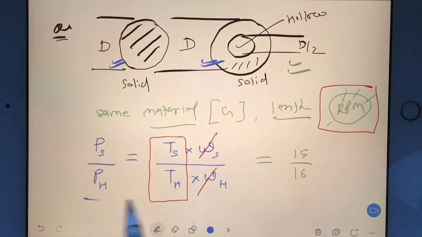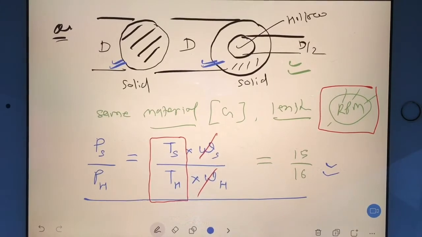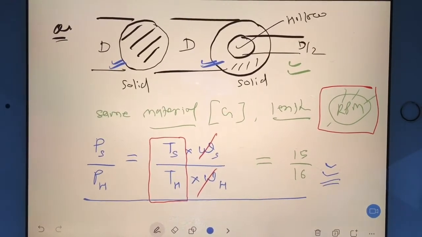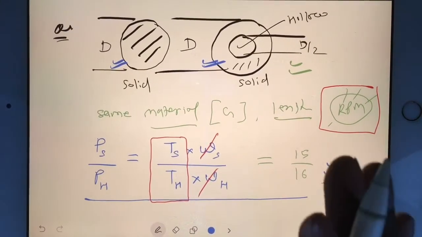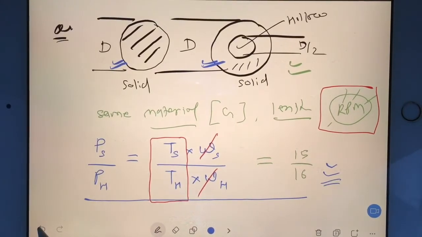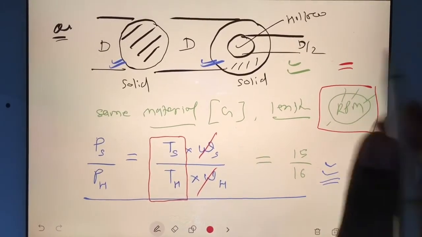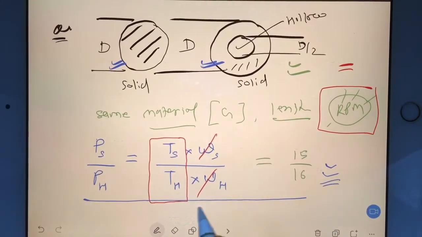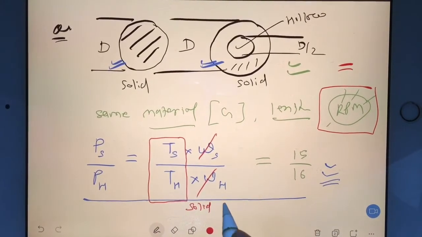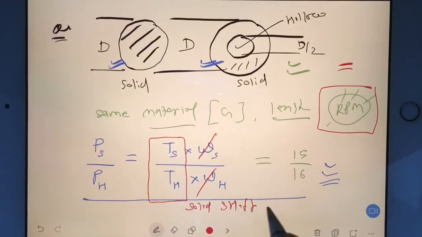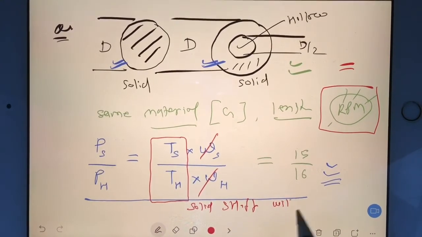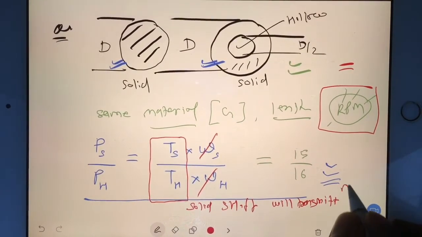So from here you develop an assumption, I mean, not an assumption, a result. What is that result? The solid shaft will transmit more power. You can see, the solid shaft will transfer more power than the hollow shaft. That's why wherever you have power transfer, they use solid shaft. So you just mention here, solid shaft will transmit more power.